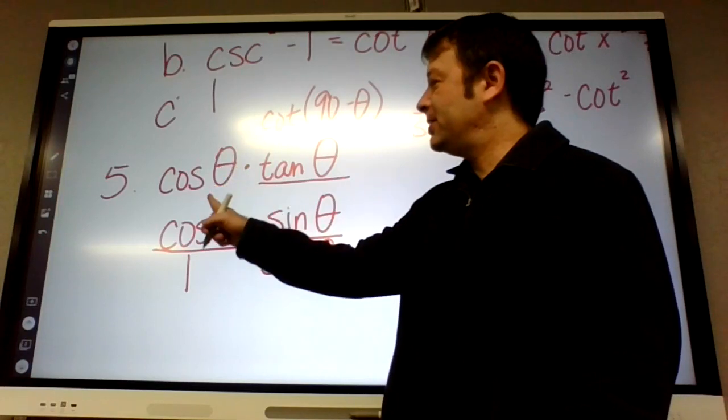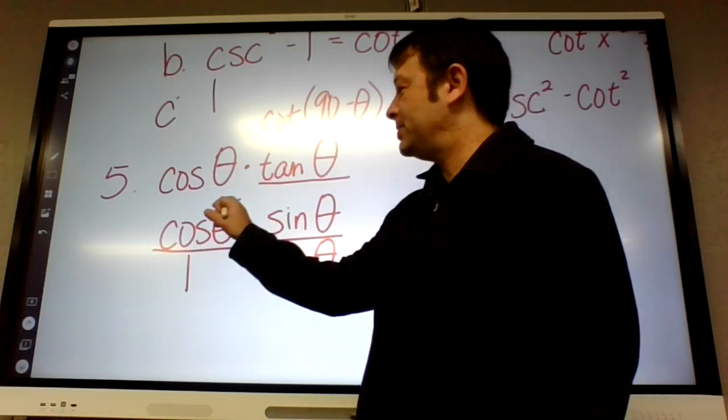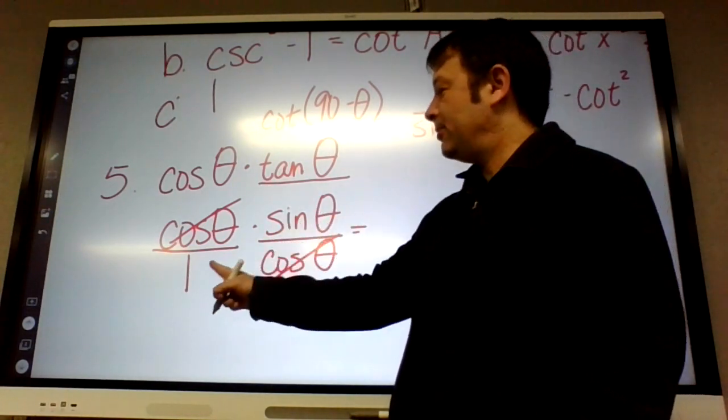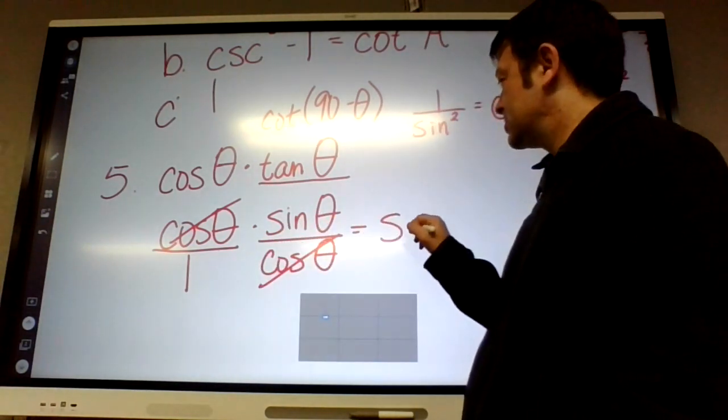Okay, so how are we going to multiply these together? So cosine is like cosine over 1. Yeah, these cosines will cancel out. So it's going to equal sine over 1, which is just sine.